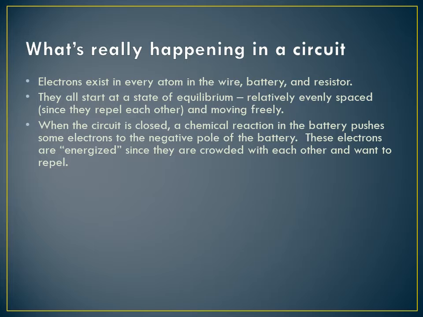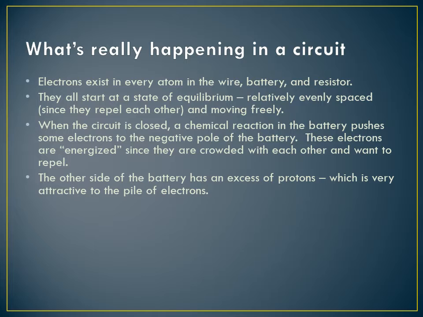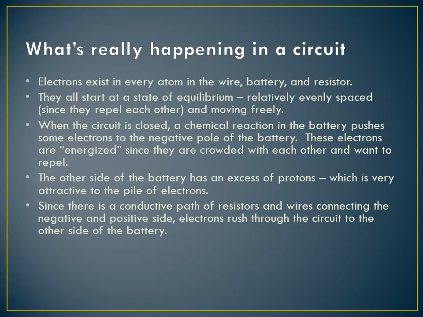And now these energetic electrons are trying to repel from each other because they're all piled up at one end of the battery. The other side of the battery, of course, has an excess of protons, and that's very attractive to the electrons on the other side, but they can't move backwards through the battery. There's chemical components called salt bridges that prevent electrons from going backwards through the battery, so they've got to find a different path to return to the positive side of the battery.